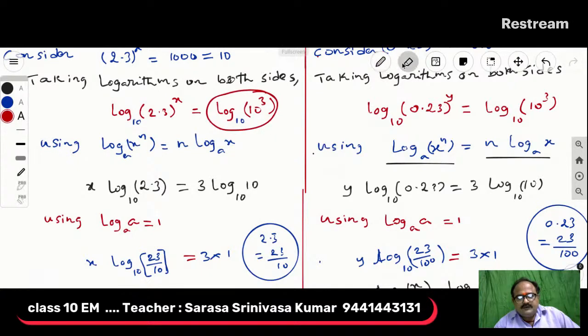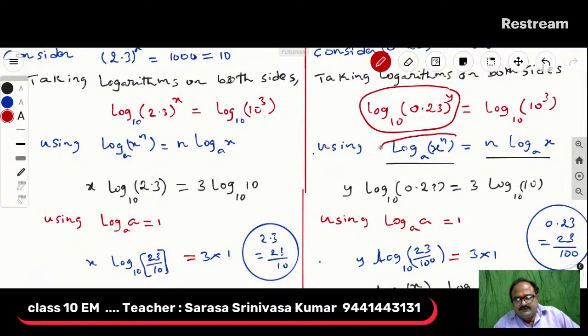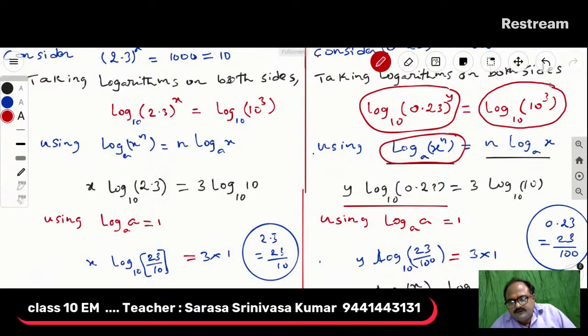Now you observe the steps on the right-hand side. Here also this is in the form of log x to the power of n to the base a. So we can write this step using this formula, and the right-hand side term here also is of the form log x to the power of n to the base a. So we can write 3 log 10 base 10 here. On the left-hand side we can write y log 0.23 base 10.